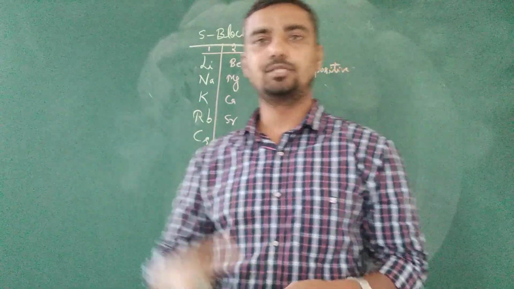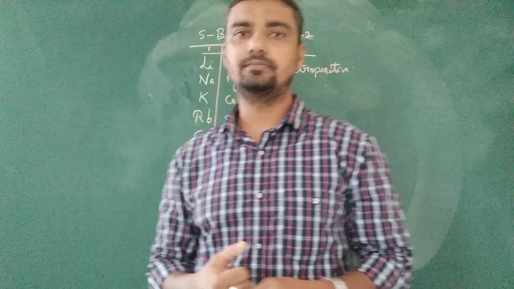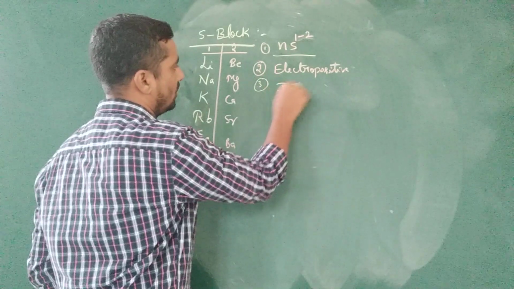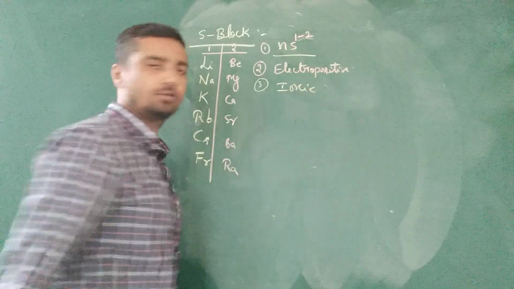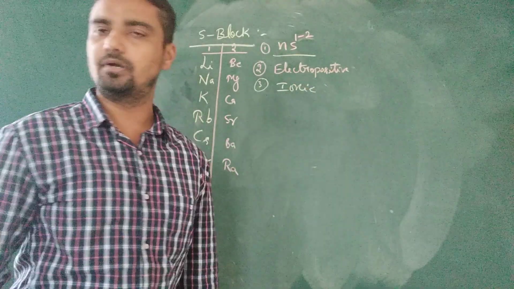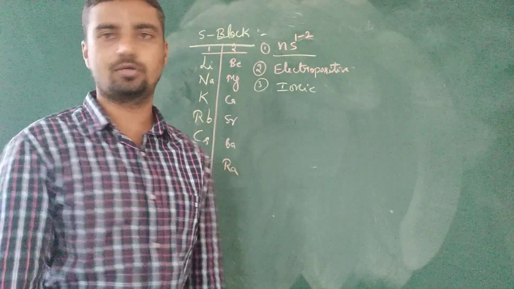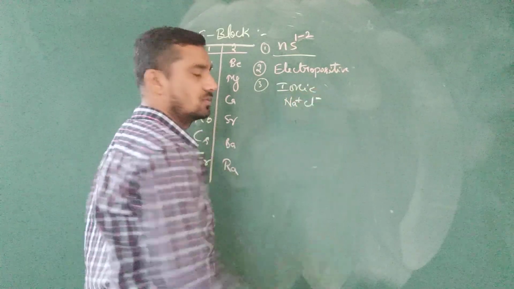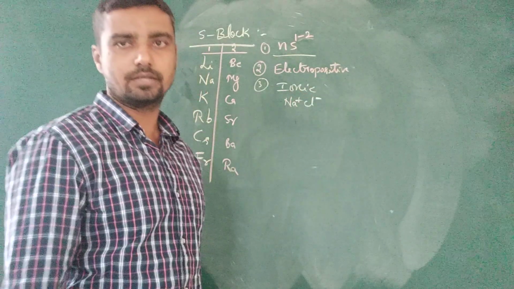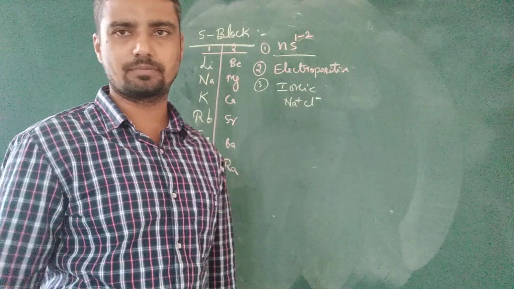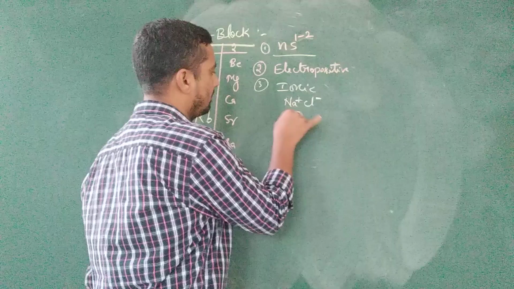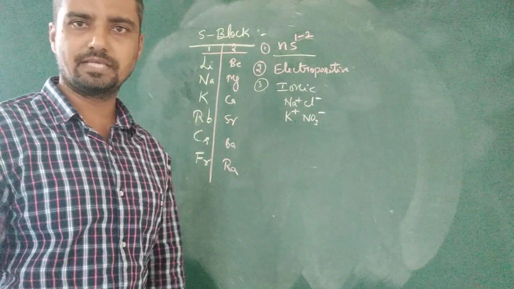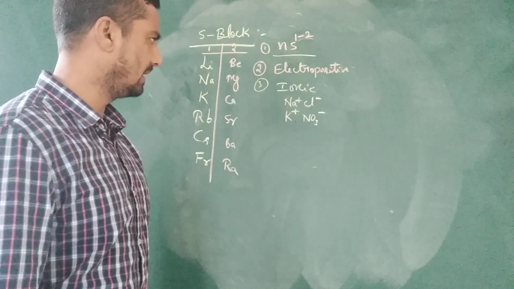That's why they have been stored under the kerosene, right? So in terms of the third one, they form ionic bond. Such S block elements will form ionic compounds, for example Na+ and Cl-, sodium chloride. That we will study in detail in some other chapter. Similarly K+ and NO3-, potassium nitrate, are ionic compounds.